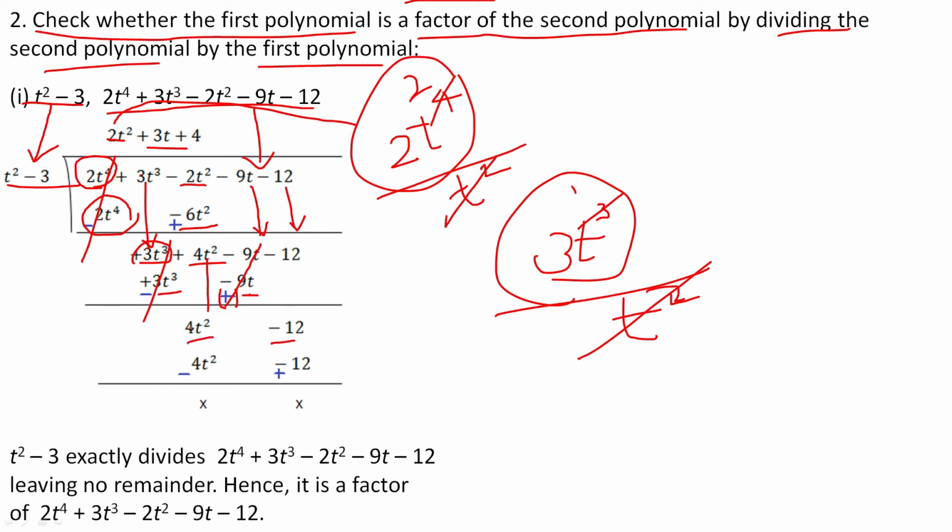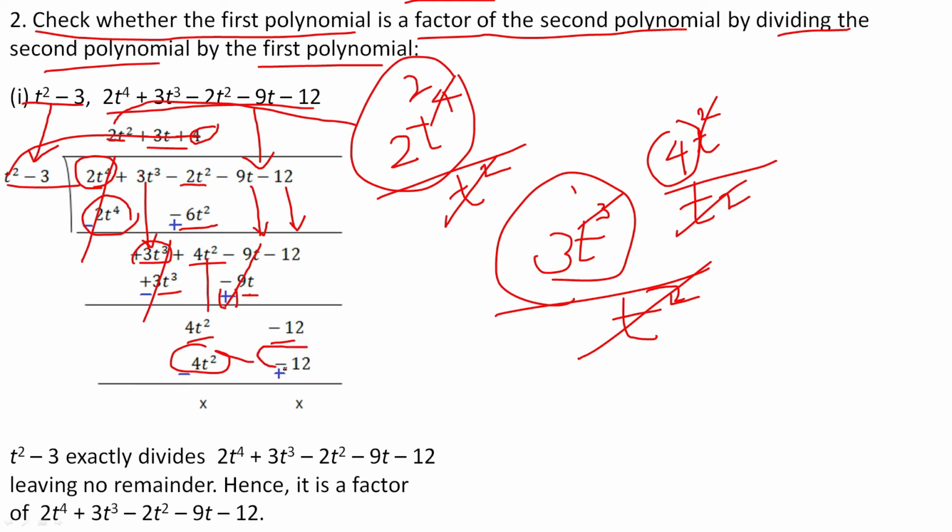4t square again divided by t square. T square will get cancelled. So 4 will be there. Write 4 in the question. Here write the 4. 4 multiply with t square, so 4t square. And 4 into minus 3 will get to minus 12. Change the sign. These two will get cancelled. Last minus 12 and plus 12 will get to 0.